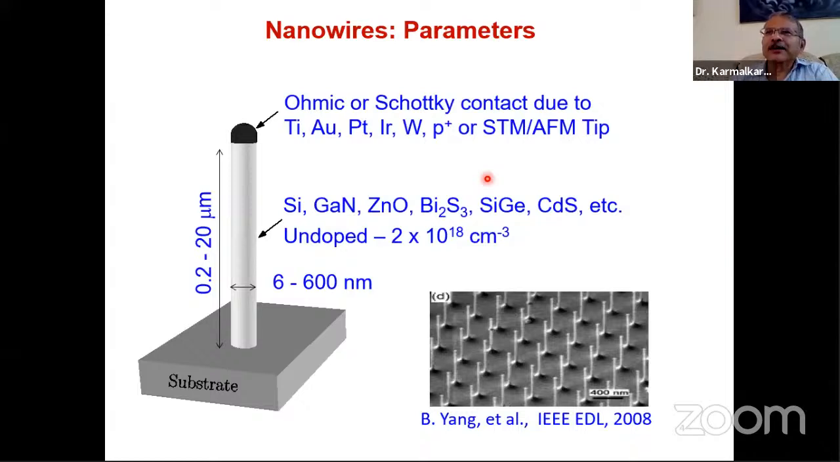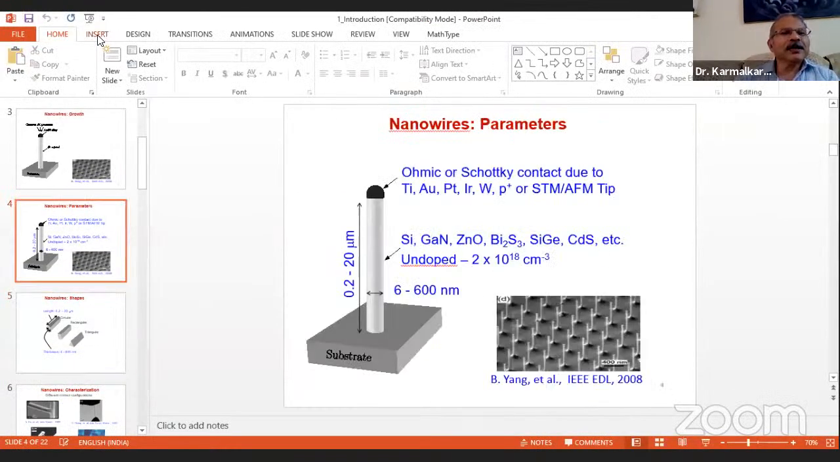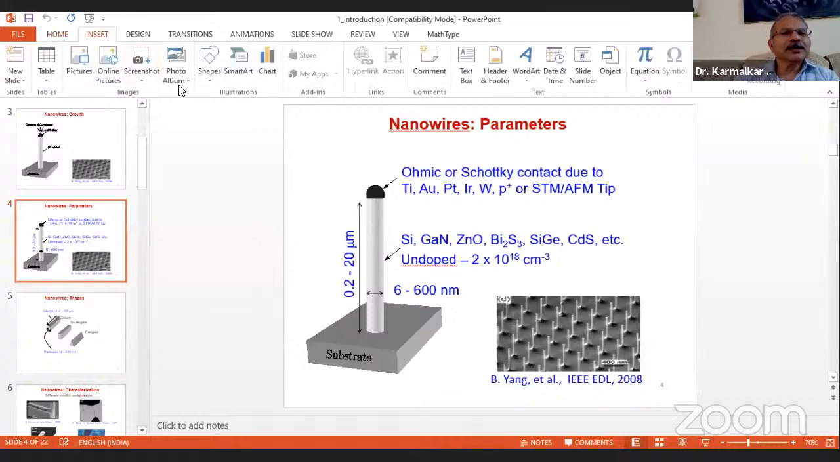Schottky is the name of a scientist who gave the theory for this kind of contact. And what is this contact? Wherever the current voltage curve is non-linear, rectifying, it is called a Schottky contact. I think I should plot and show you. That may be better. Then you will appreciate it better. Okay. So let me plot it here.